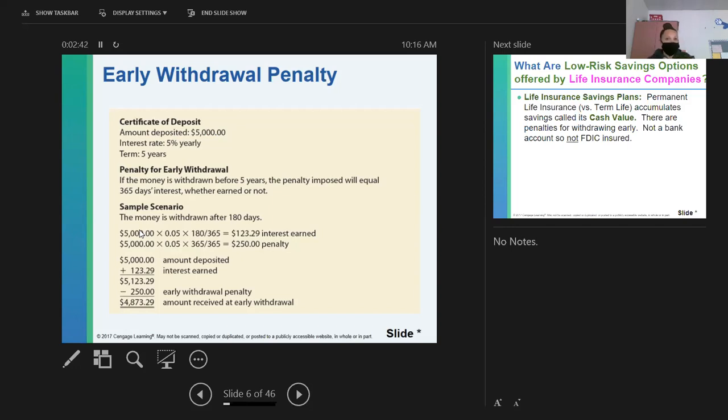But 6 months down the road, if something comes up, you may have to do that. I don't recommend it. Hopefully, when you choose to put your money in a CD, it's money that you aren't going to need.